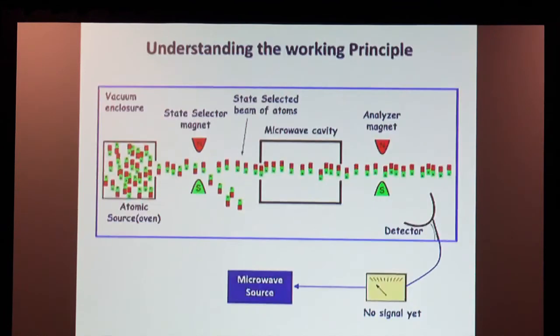So that provides us a convenient way of doing state selection, to separate or sort atoms depending on which state they are in. So let's understand the fundamental working principle of an atomic clock. You have an atomic source, an oven.